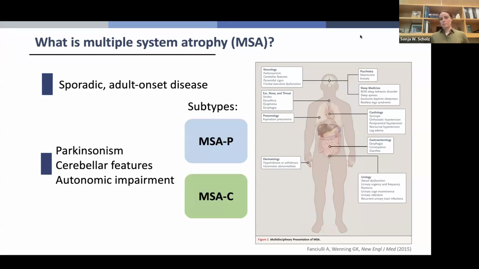We distinguish two major subtypes based on what is the predominant kind of clinical feature. Patients with more Parkinson-like symptoms are the MSA-P patient subtype, which we see more in European ancestry individuals. Whereas the patients who have more motor coordination issues are labeled as MSA-C, for cerebellar variant. And we see that more often in individuals of Asian ancestry.